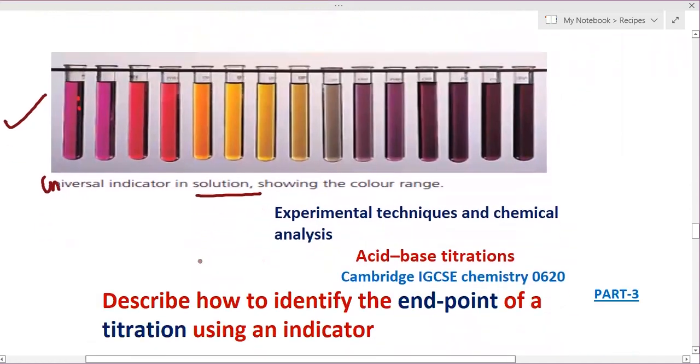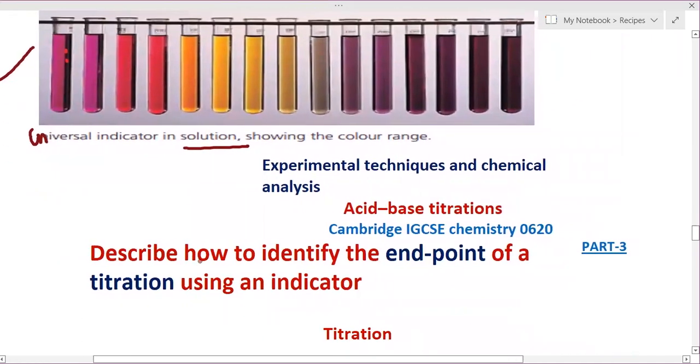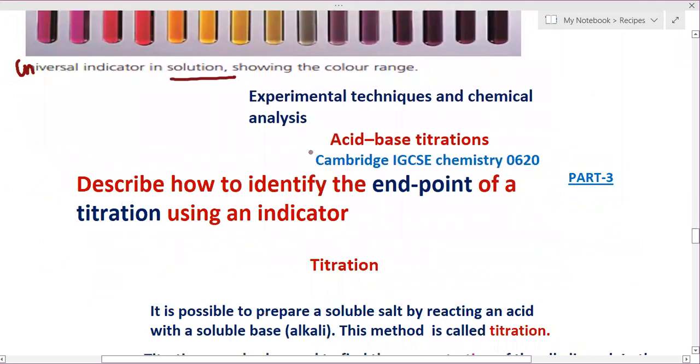So we have done with indicators. In next part, we will study how to identify the endpoint of a titration using an indicator.